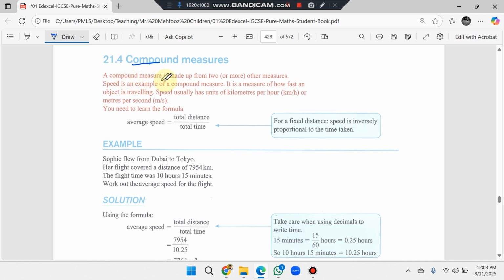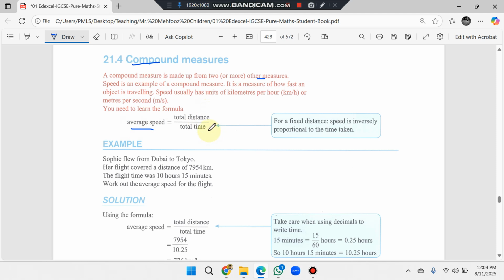So a compound measure is made up from two or more other measures. Speed is an example of compound measure. It is a measure of how fast an object is traveling. Speed usually has units of kilometers per hour or meters per second. You need to learn the formula. The average speed has the formula, that is total distance over total time. So this is basically the compound measure.